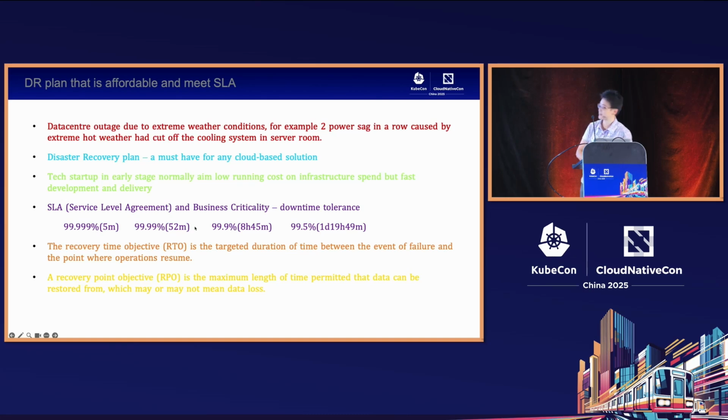In today's fast-moving and mobility-driven world, software solutions hosted in the cloud have to offer high availability and resilience. With extreme weather like bushfires and floods happening more often due to the climate crisis, a disaster recovery plan is a must-have.